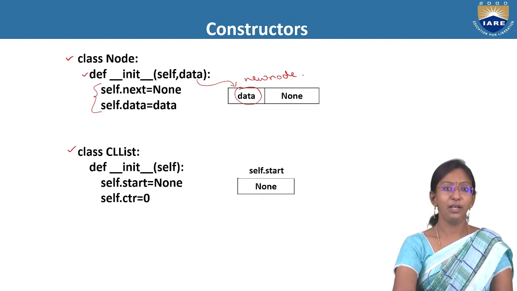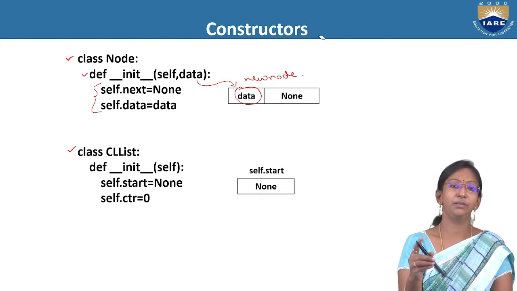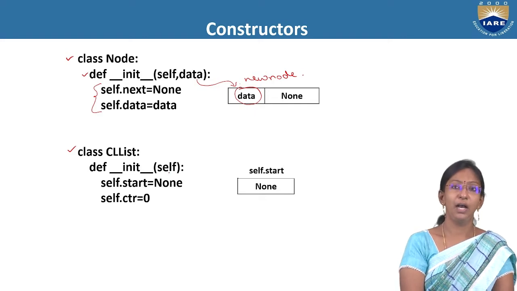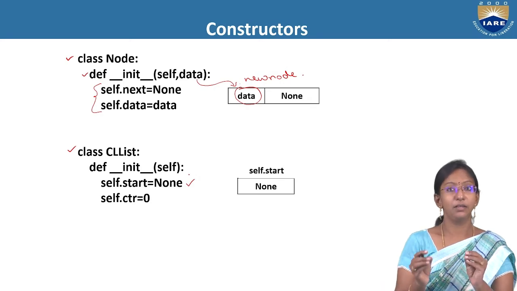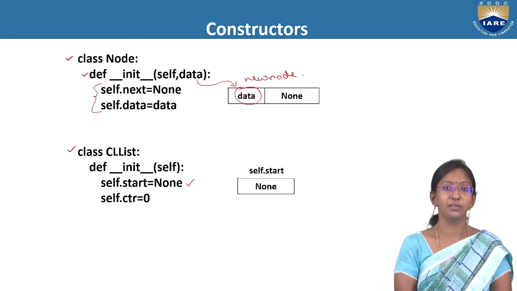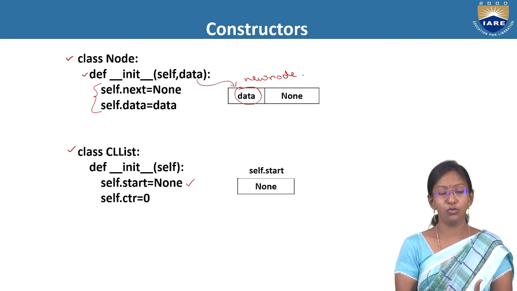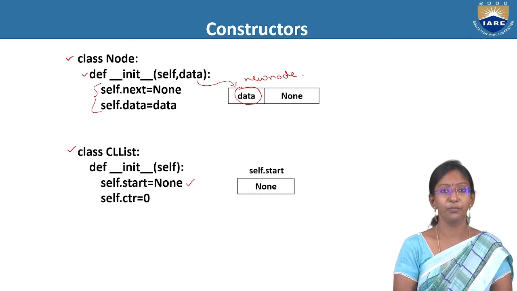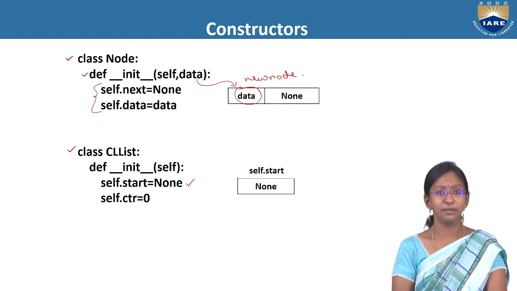So initially the list is not created. So I have taken the start pointer and filled it with None. If the start pointer holds None, we can say that the linked list is empty right now. Only if you build a relation will the start pointer hold the address of the first node, right? That is one of the first members in my constructor of CList.